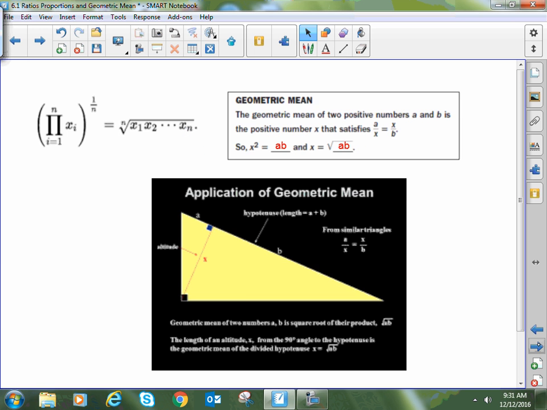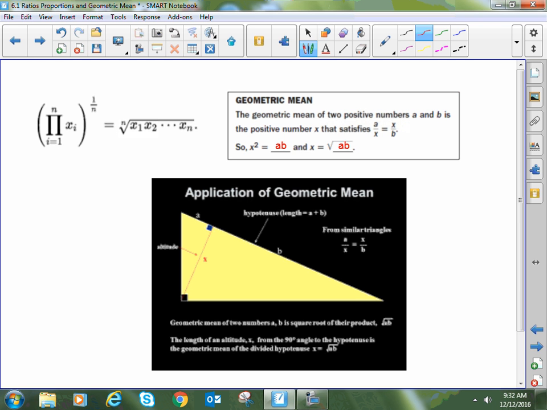Turn the page. Okay. So here is geometric mean. This is where I told you at the beginning of the lesson that we were going to get into this in a little bit more detail. Geometric mean, what we see in the box, what you have in your notes, is very typical of what we will be doing in geometry for geometric mean.